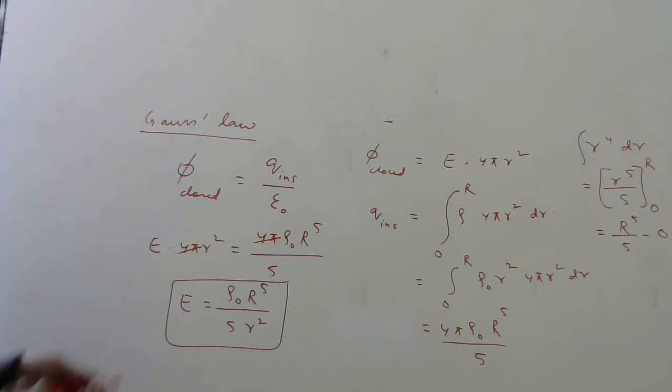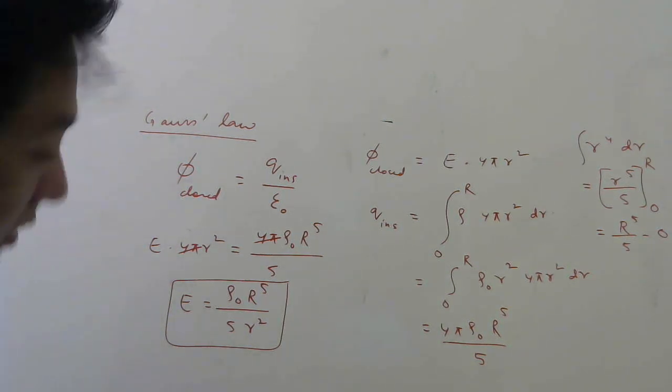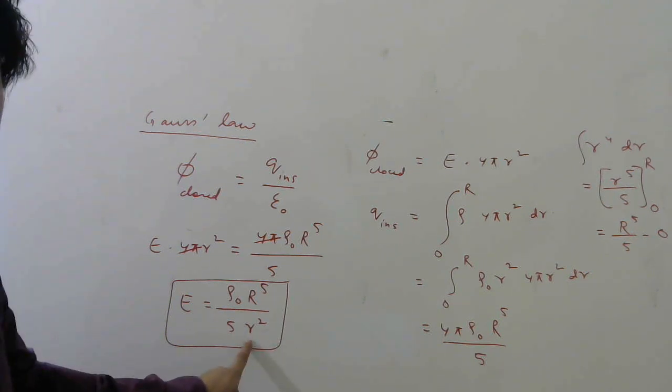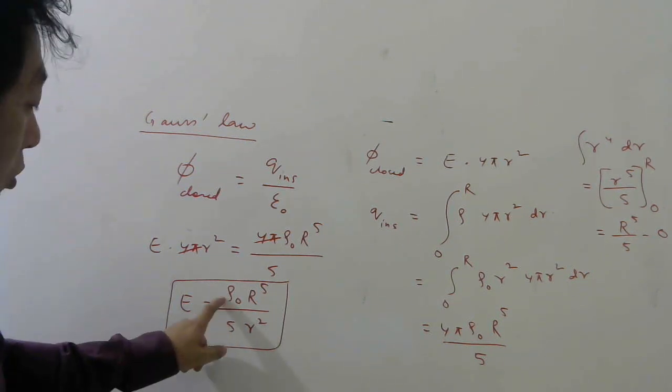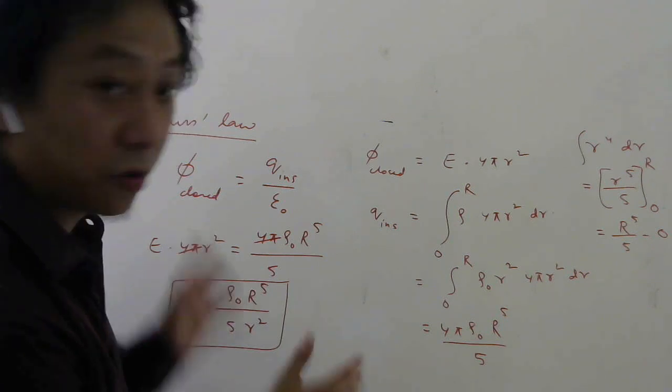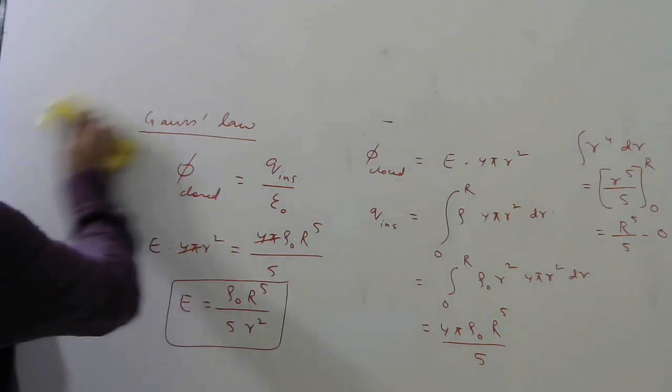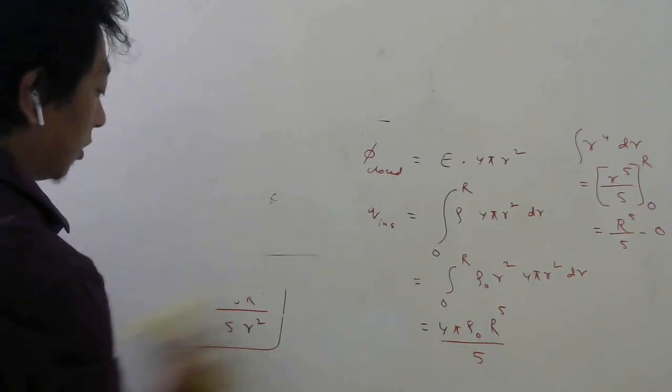Okay, students? Fine. Let us now do the same thing inside. You can see it is inversely proportional to the distance square from the center. r was the distance from the center. Rho naught was the constant they gave you in the question. R is the radius of the sphere. Now let us repeat the same thing for inside.